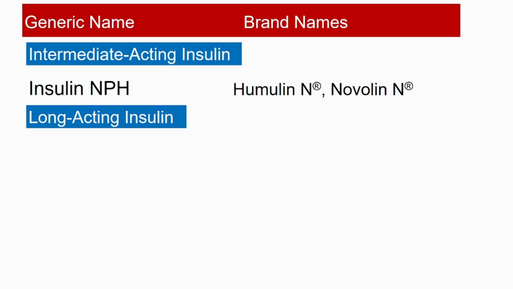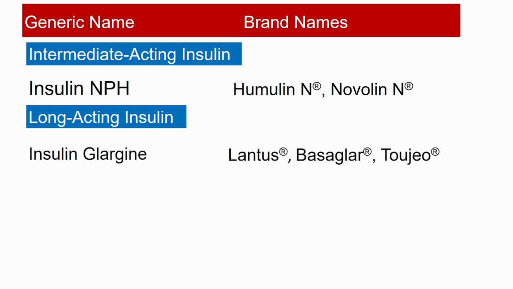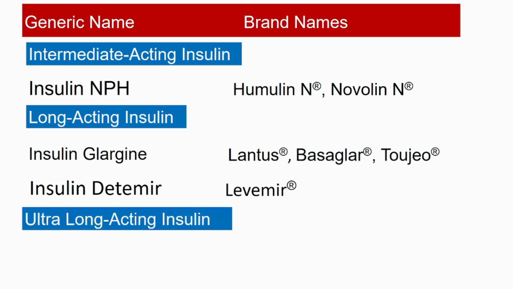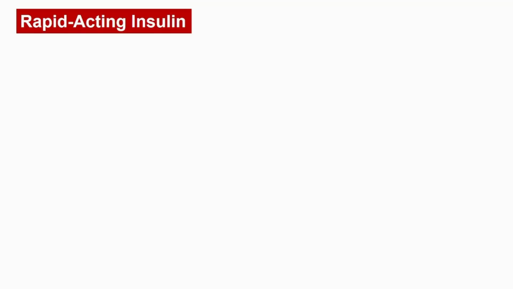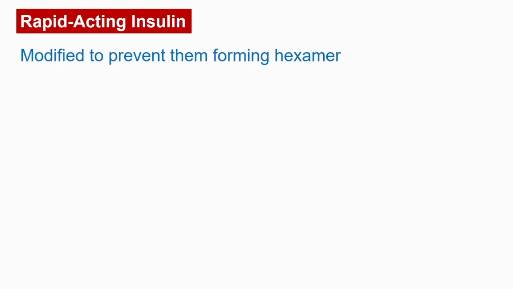And then the long acting insulins are insulin glargine, which comes in the brands Lantus and Toujeo, and then the biosimilar, which is Basaglar. Insulin detemir brand is Levemir, and the ultra long acting insulin, degludec, brand is Tresiba. So let's see what makes them rapid acting insulin.